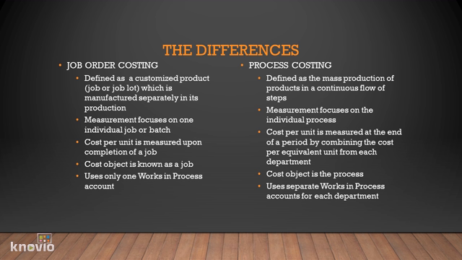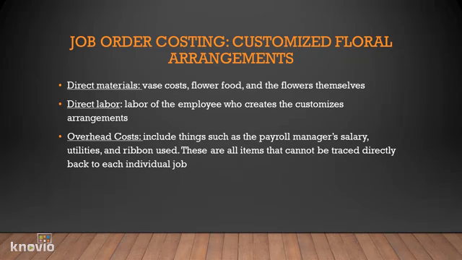from each department. The cost object in job order costing is the job itself, and then in process costing, it's the process. And then last but not least, the works in process is a little bit different. So job order costing uses only one account, and then process costing uses separate accounts for each department. To give an example for these similarities and differences, for job order costing, we're going to use a customized floral arrangement store versus the process costing example, which is the manufacturer of Nike shoes.